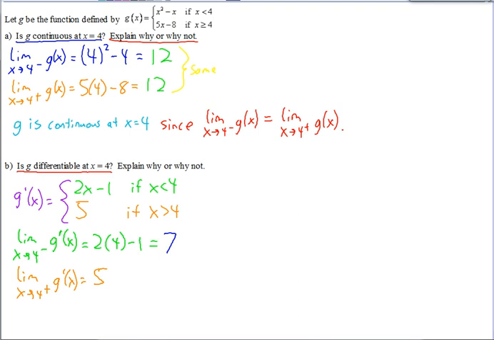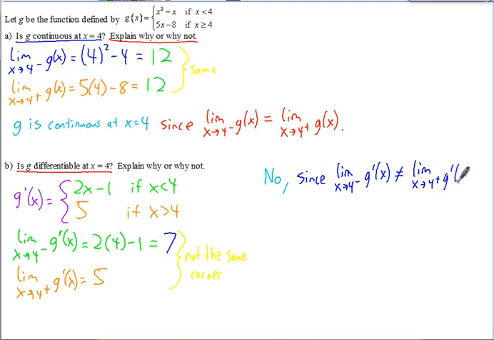So this time these are not the same. That means that we have a corner, so it's not differentiable. So we can answer our question, is g differentiable at x equals 4? Say no. And our explanation would be since the limit as x approaches 4 from the left of g prime of x does not equal the limit as x approaches 4 from the right of g prime of x.